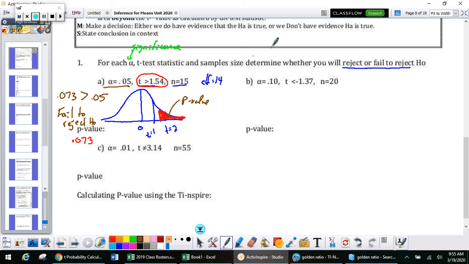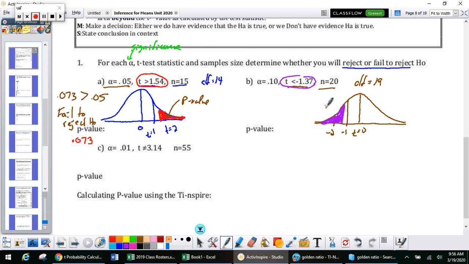Let's try the next one. Alpha is 0.1. That doesn't matter except for our decision. T is negative 1.37, n is 20. So we grab our degrees of freedom, which would be 19. Okay, let's draw a curve. This will be even more normal than the previous one. Here's a t-score of 0, here's negative 1, and here's negative 2. I'm going to go to negative 1.37, somewhere in here, and I'm going to shade everything to the left this time because it says t is less than. So this area right in here is my p-value.